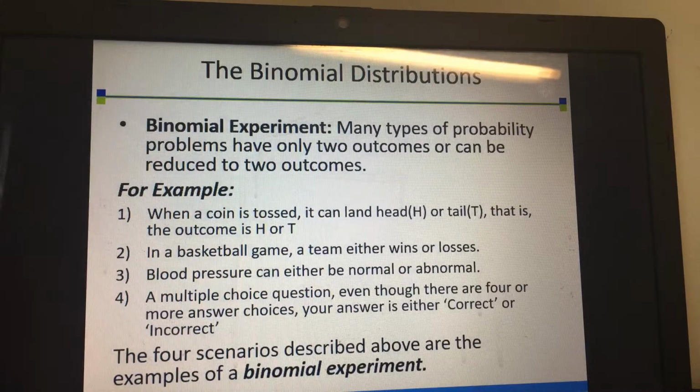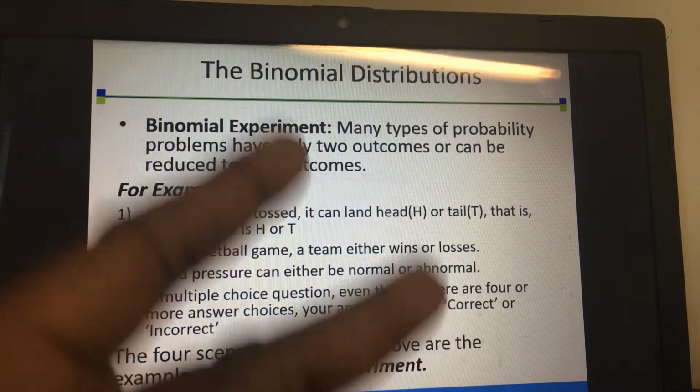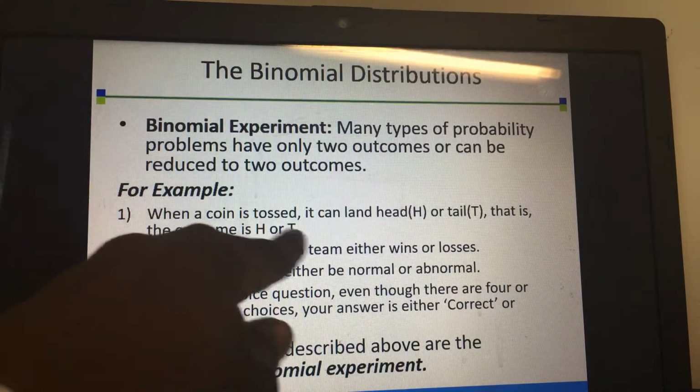Okay, let's begin. Now, we start with binomial experiments. Many probability problems have two outcomes, or outcomes that can be reduced to two. Let me give you an example. A coin. When you toss a coin, the outcome is two. Either it's a head or it's a tail.